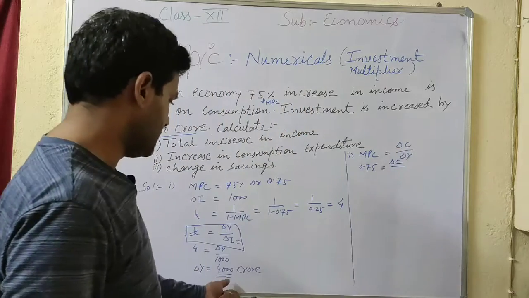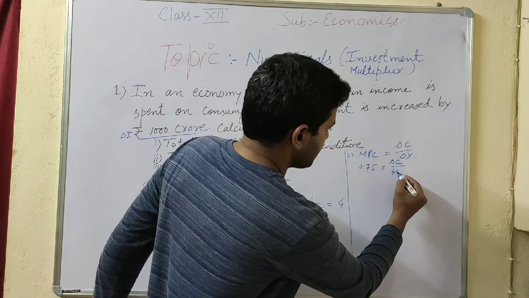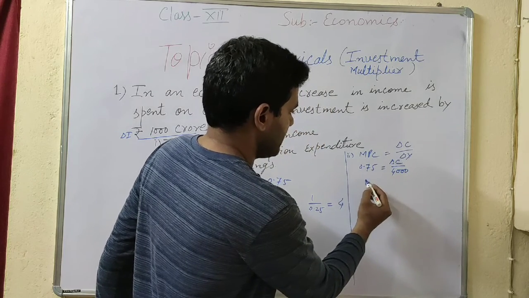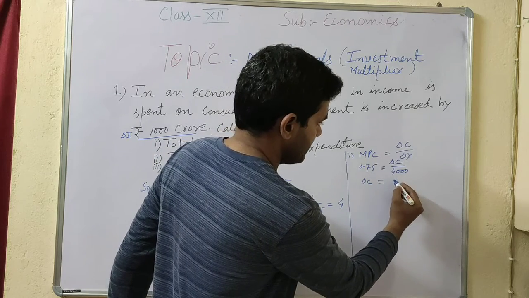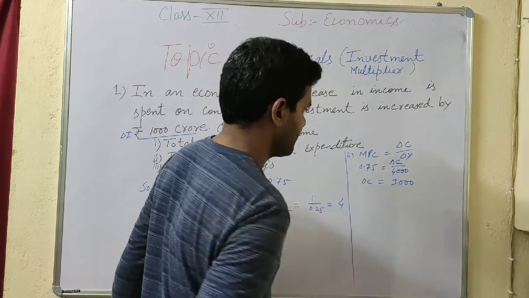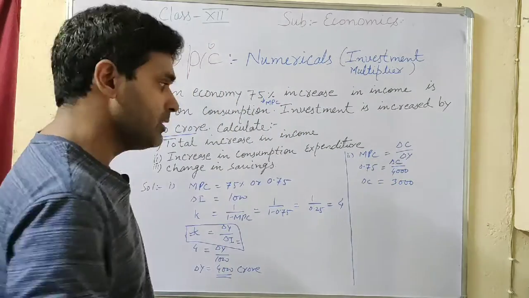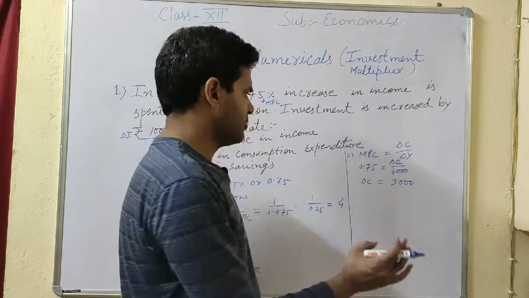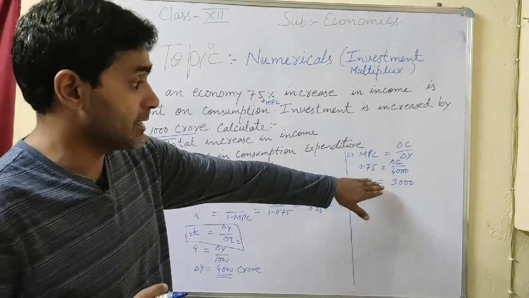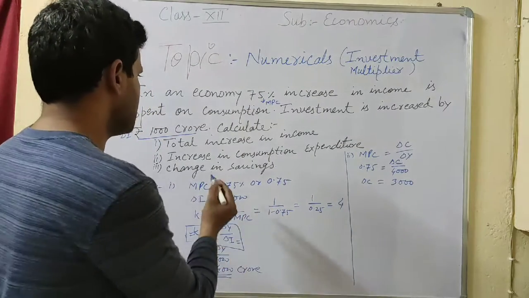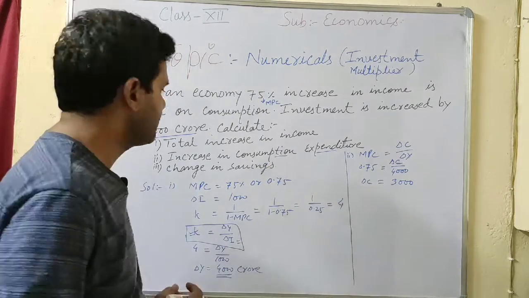Delta Y we have calculated in the first part, that is 4000. So we can put its value over here. Then we can calculate delta C by multiplying these two together. So it becomes 3000, right? We multiply 4000 by 0.75. Simple mathematical calculation, nothing to worry. So 3000 has arrived. This is delta C, or change in consumption, or increase in consumption expenditure. Now the second part has also been solved.